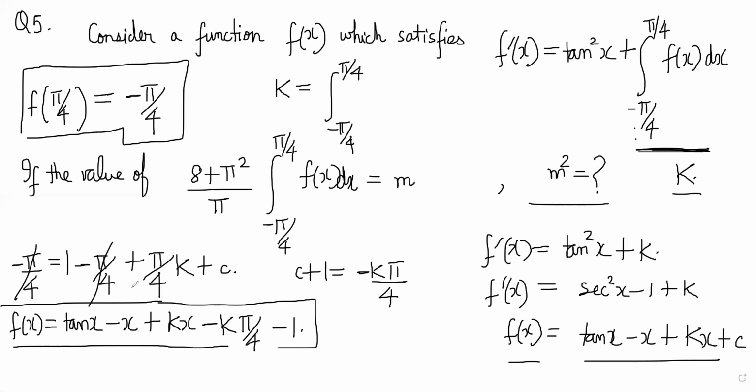of f of x. We put f of x as tan of x minus x plus k of x minus k pi by 4 minus 1, right? This is an integral that has to be true. And now you can say that this is from minus a to a. So an odd function becomes 0 in such an integral, right? Minus a to a, all the odd parts will become 0. Tan x is odd, x is odd, kx is odd. So this part we don't have to calculate.